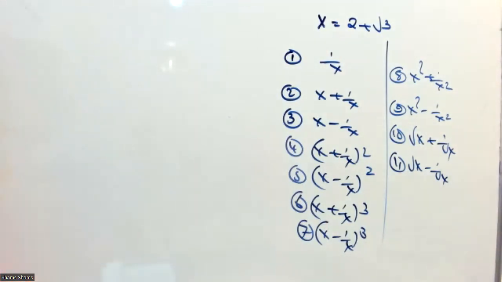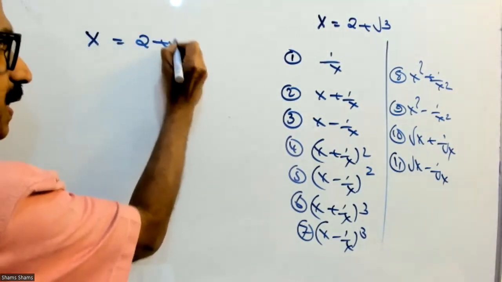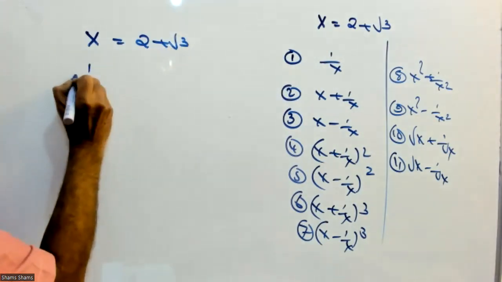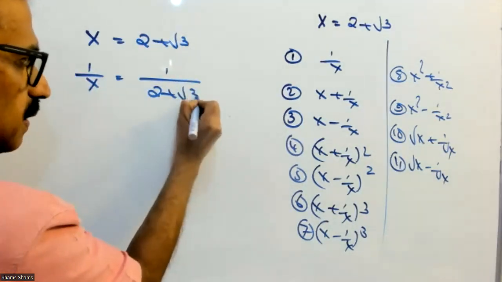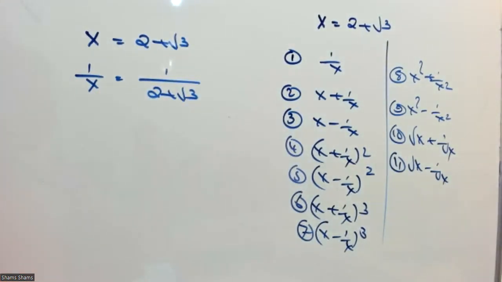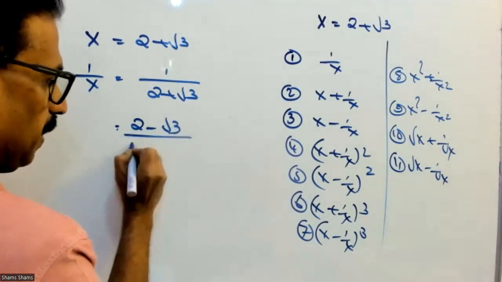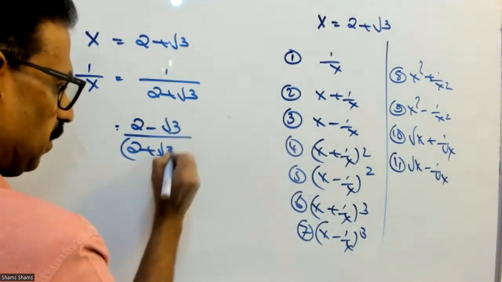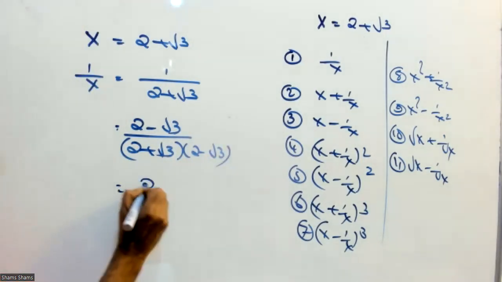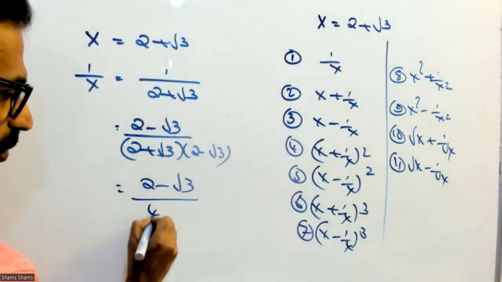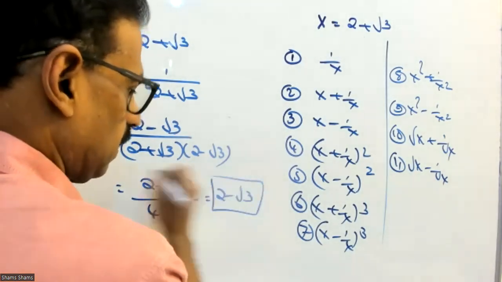Okay, look at here. As usual, you write x equal to 2 plus root 3. Then you find 1 by x. 1 by x equal to 1 by 2 plus root 3. Right? Then rationalizing: 2 minus root 3 divided by 2 plus root 3 into 2 minus root 3. So 2 minus root 3 divided by 4 minus 3 equal to 2 minus root 3. This is the 1 by x, right?